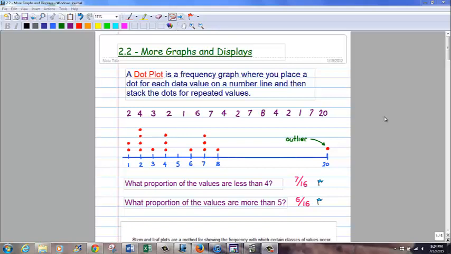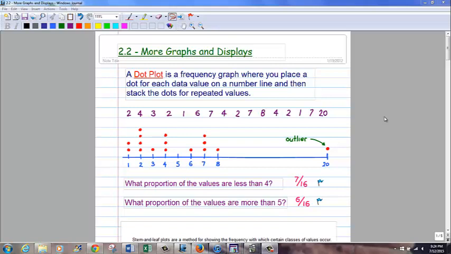This section from the Larson book is more graphs and displays. Now, the first type of graph we're going to look at in this section is called a dot plot. A dot plot is very easy and can have some useful applications. Anything that helps display data in a visual manner is always helpful.